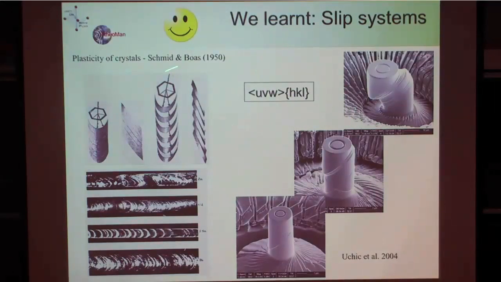This is the concept that was introduced very early by Schmid and Boas. This is the year of the book in English, but I think the first publication was in the late 20s or early 30s, something like that. They were observing this in some metallic wires called whiskers. We had these experiments.